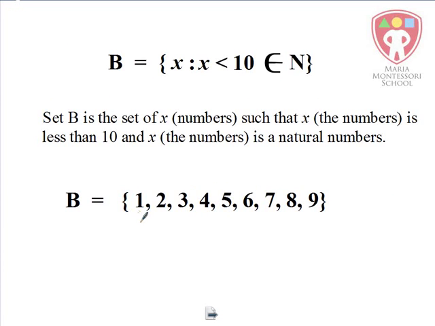If you've understood it, then we know that set B will have members that are natural numbers, but that these numbers must be less than 10. So we have the numbers 1, 2, 3, 4, 5, 6, 7, 8, and 9. Of course, we don't have 10 because 10 is not less than 10. I hope that is understandable.